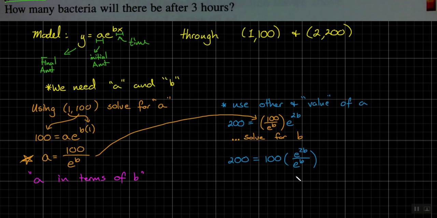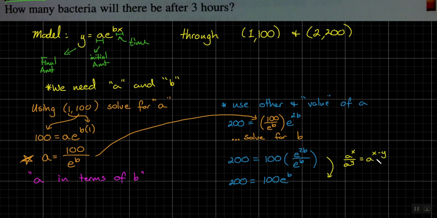The exponents just subtract. Right? If I have something to a power over the same thing to a different power, these just subtract, which means my very next line, I get 200 equals 100 e to the, what's 2b minus b? b. Okay, and I'll just make a little note here on the side: a to the x over a to the y equals a to the x minus y. That's a property that I just used.